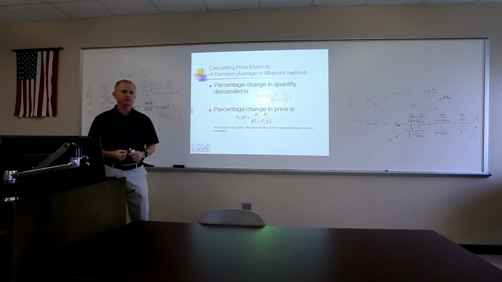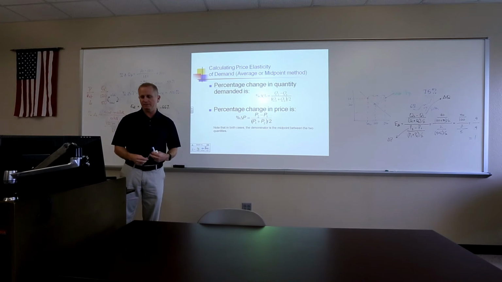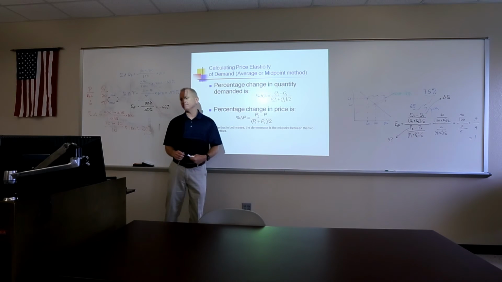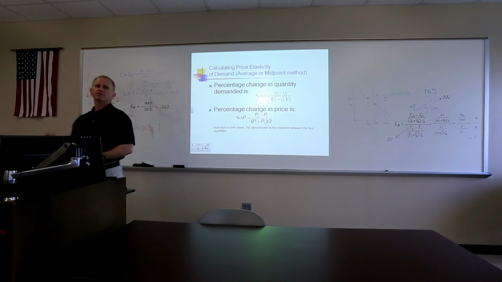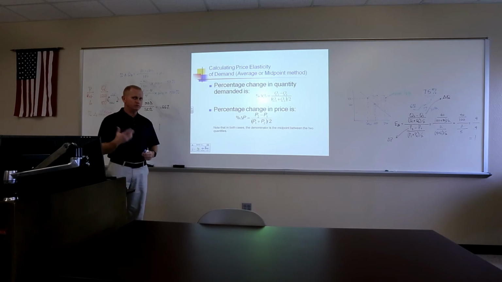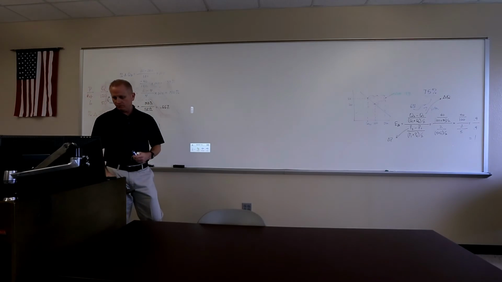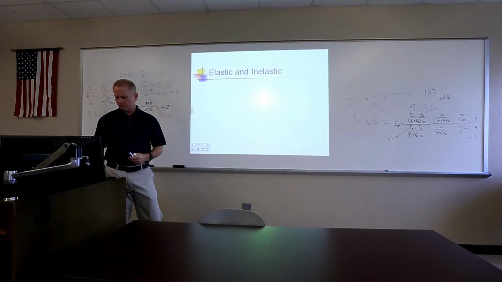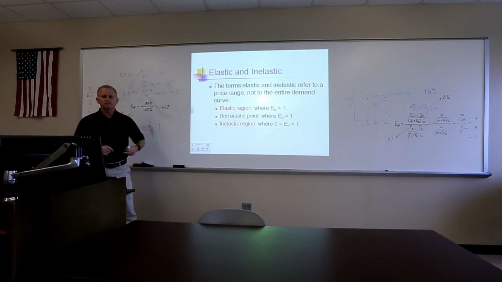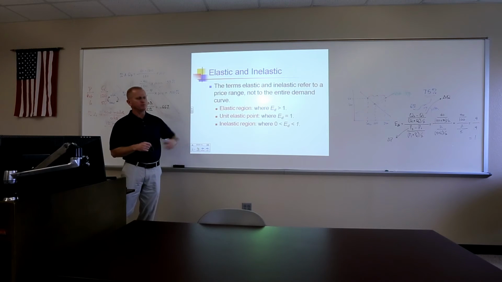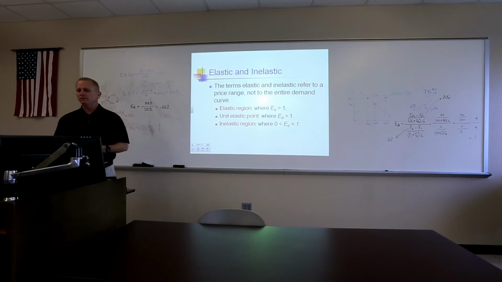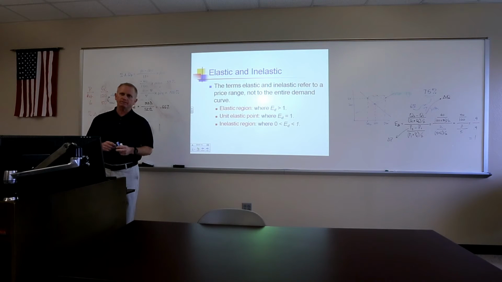Well, at this point, you probably say, well, what does this number mean, right? It's 1. Well, there is a kind of a benchmark for the numbers. If it's equal to 1, we call that unit elastic. I didn't skip one, did I? I don't think I did. So with the second bullet point, if we found that this coefficient E sub D is equal to 1, we call that the unit elastic point.